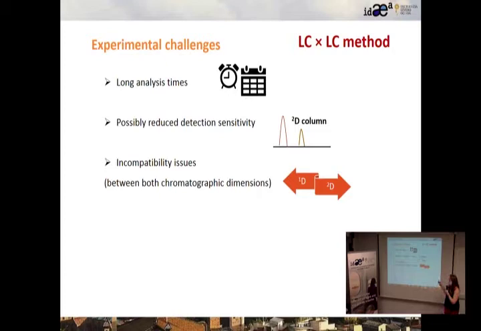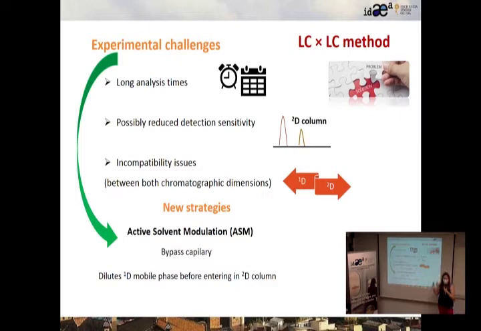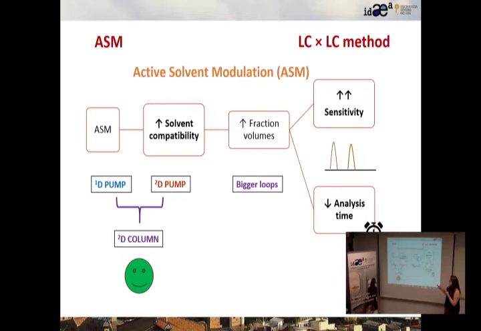For solving that, I use a really new strategy, for the first time ever applied in lipids, which is ASM, active solvent modulation. It mainly is a bypass capillary that dilutes the first mobile phase before it enters the second dimension column. This way, we improve solvent compatibility. So I can take higher fractions from the first column to analyze them in the second column. It means I can reduce the total analysis time and at the same time increase sensitivity, so perfect.